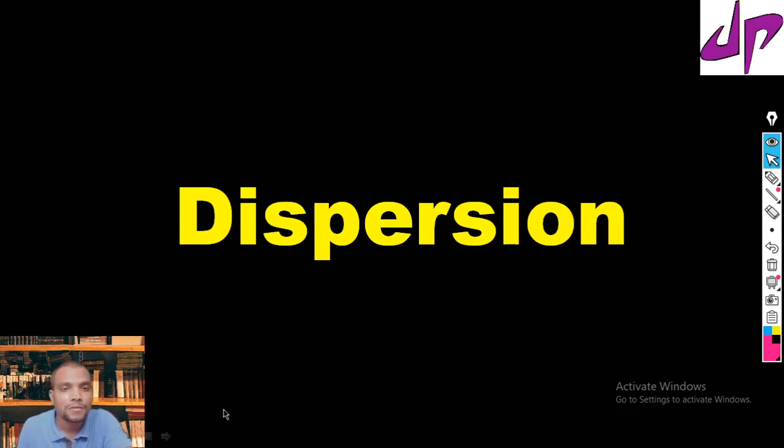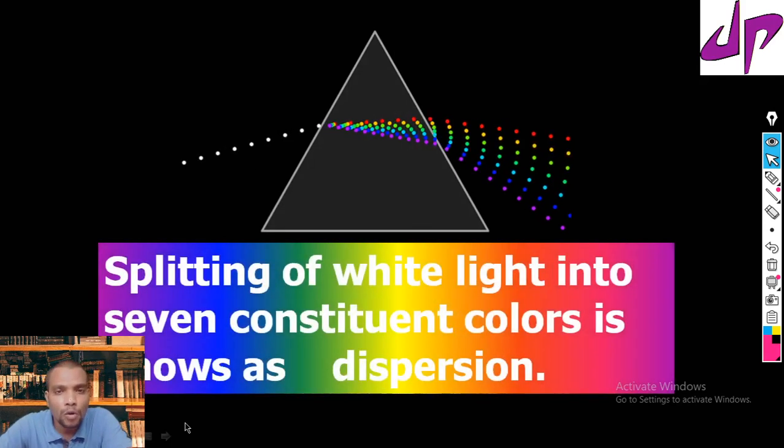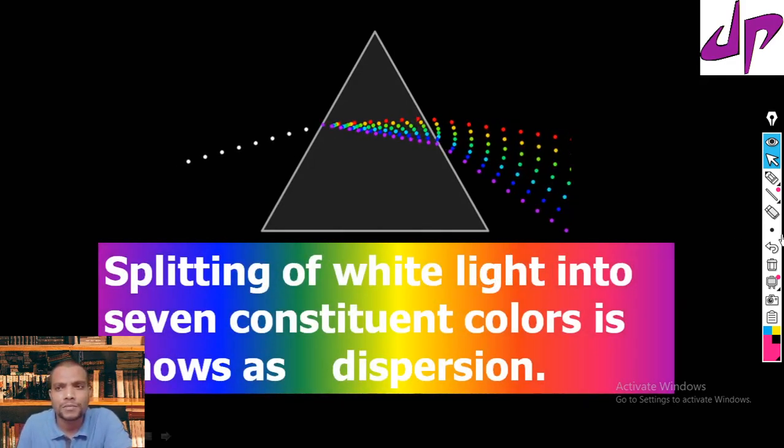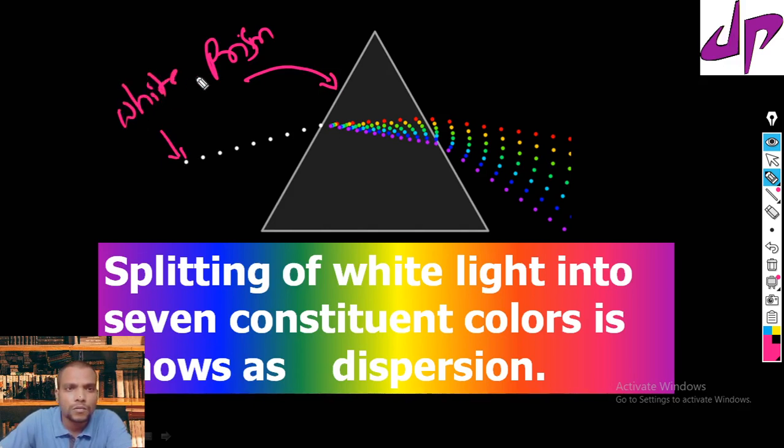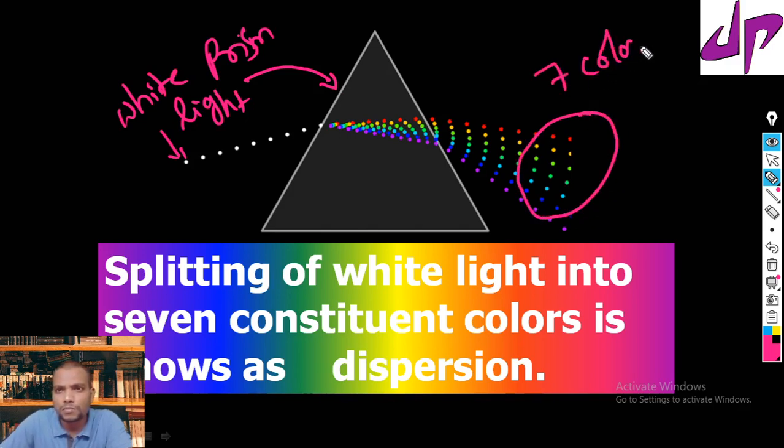Last class we learned about dispersion. Let's recall dispersion. Dispersion is a phenomenon, a property of light. When light travels to a prism, what happens? This white light is split into seven colors. This phenomenon is known as dispersion. The splitting of white light into seven constituent colors is known as dispersion.